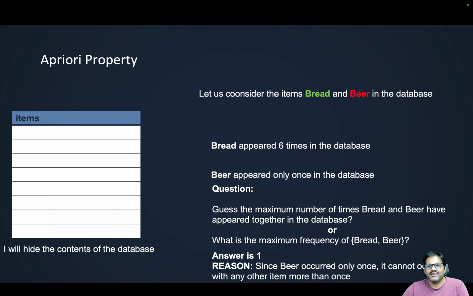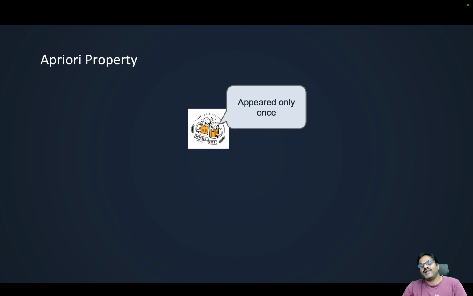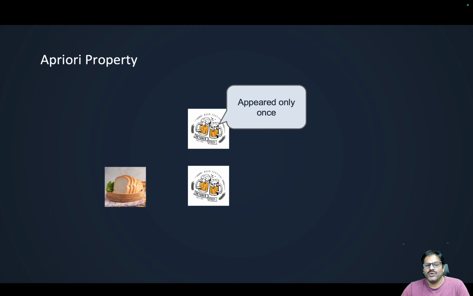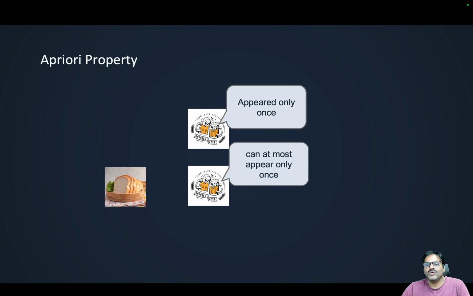If your answer is 1, then it is correct because beer has appeared only once in the database. Let us try to look at this answer in detail. In the entire database, bread has appeared only once. So, if I include any other item, let us say bread, then also at most bread and the beer can appear only once.